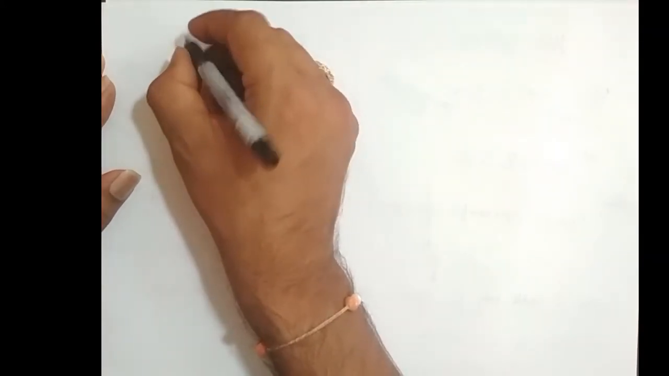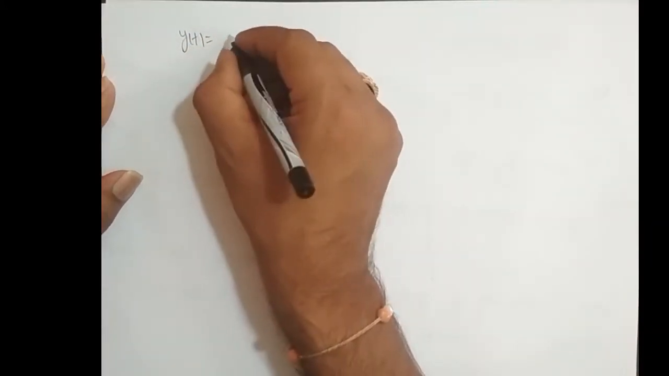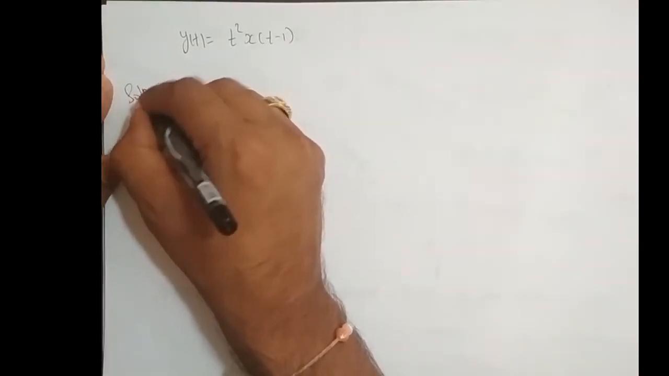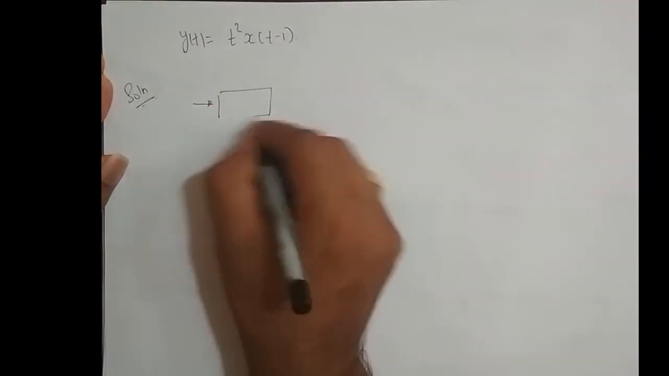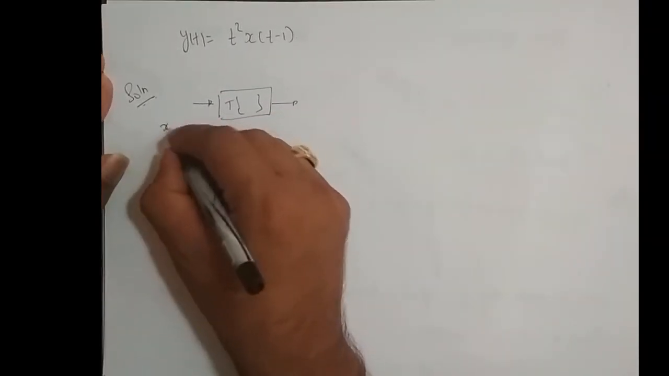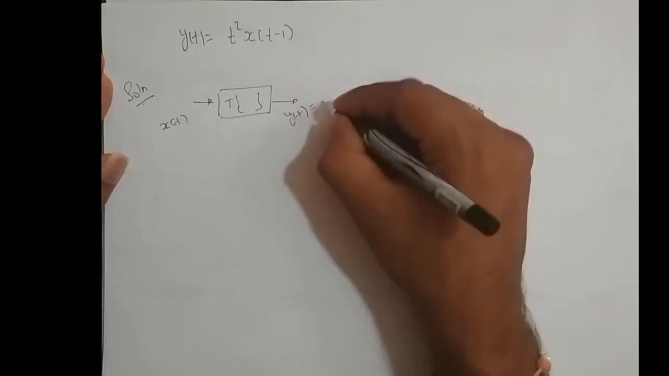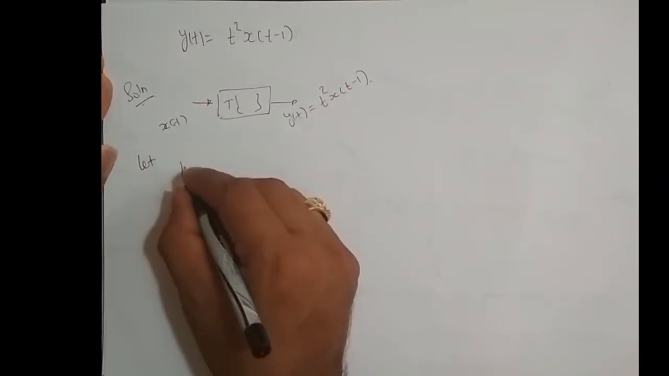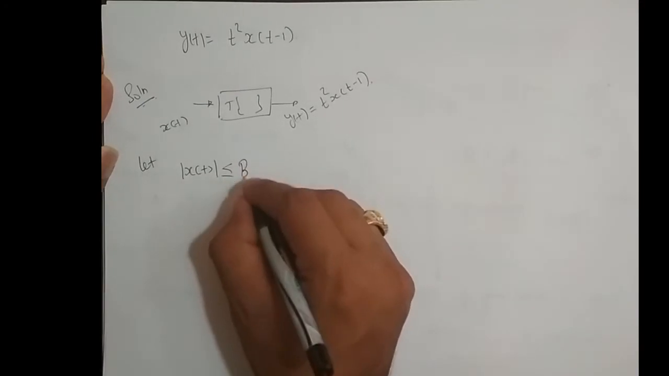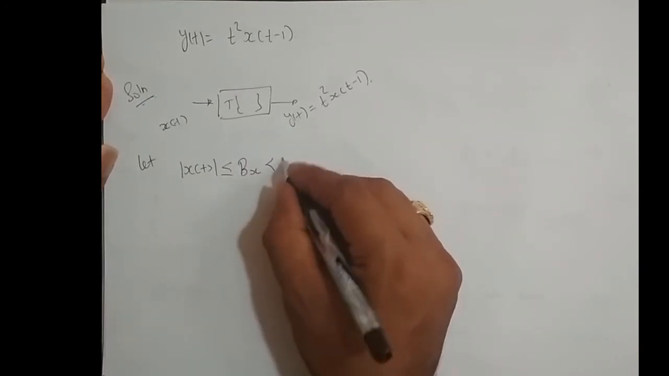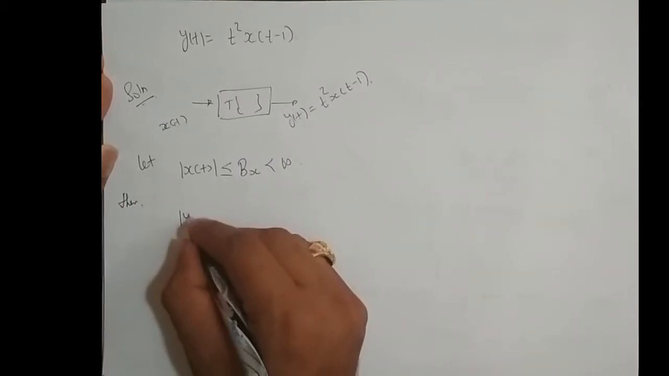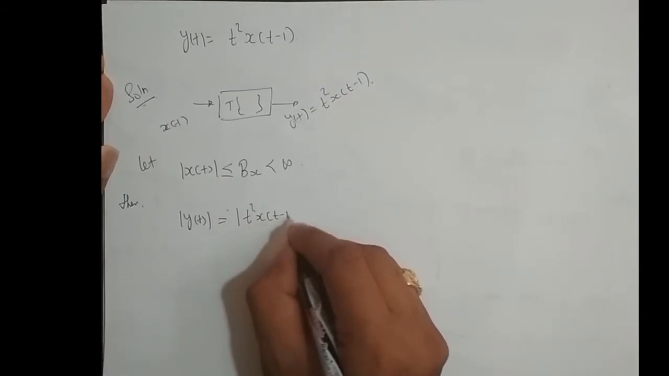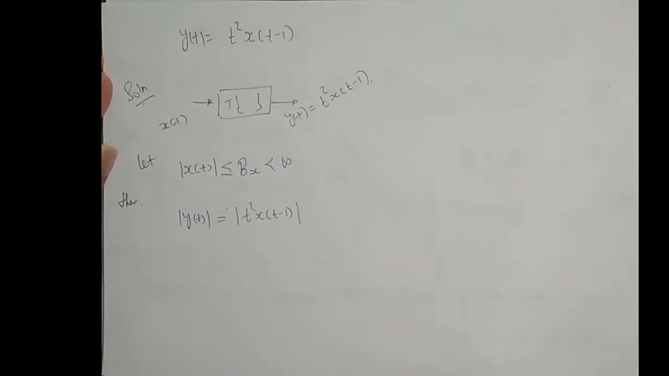Okay, so I'll take up one more. y of t is equal to t square into x of t minus 1. Solution, so I have a system, input to the system is x of t and output is y of t, which is equal to t square into x of t minus 1. So let magnitude of x of t be less than or equal to some bounded value bx, which is less than infinity. Then magnitude of y of t is equal to magnitude of t square into x of t minus 1. Now you have to tell me whether it is bounded or not.